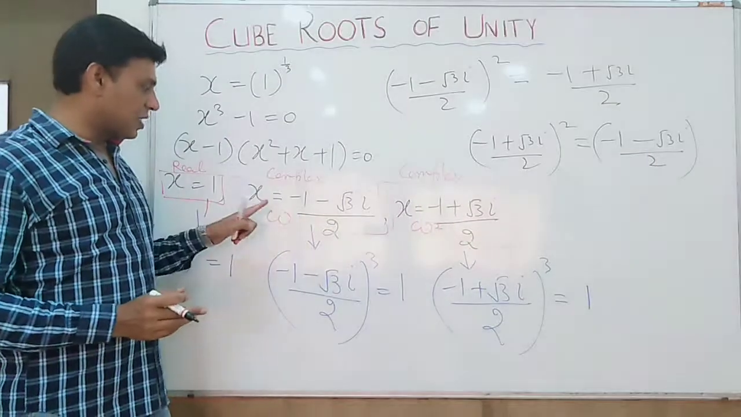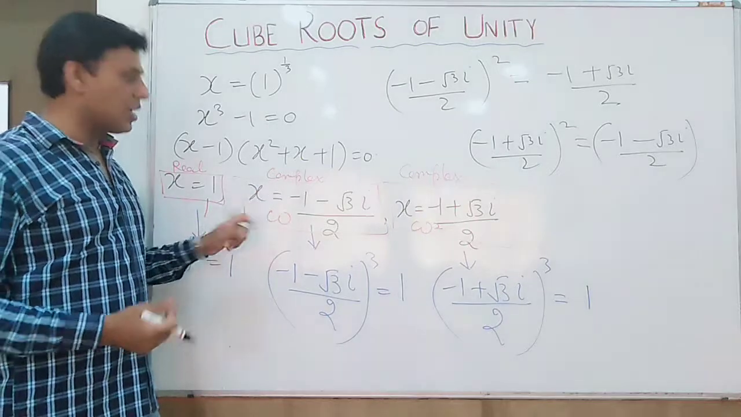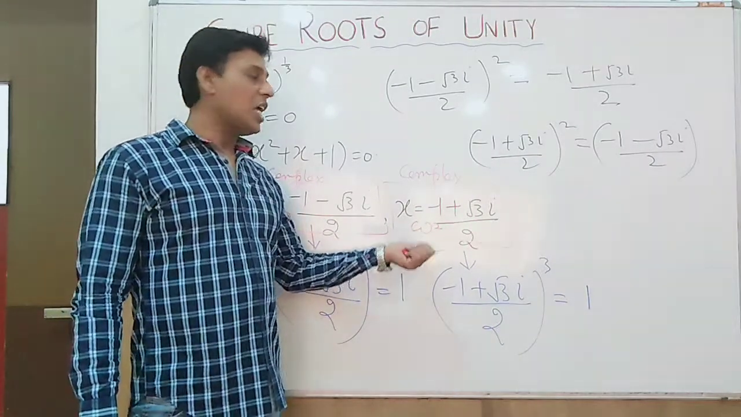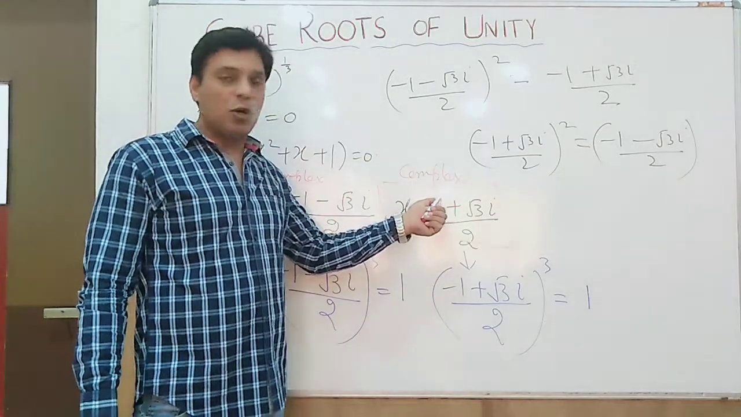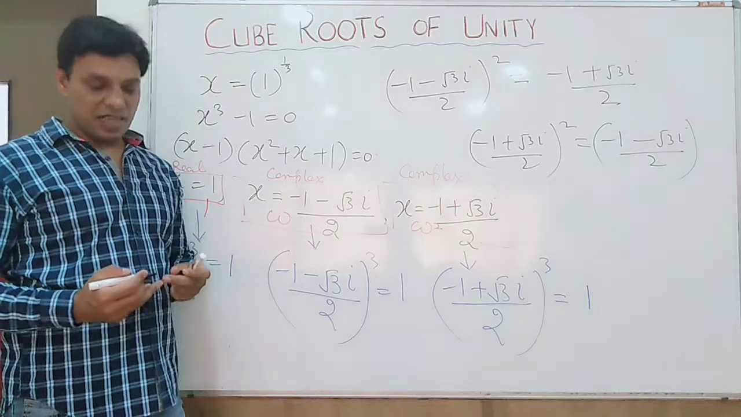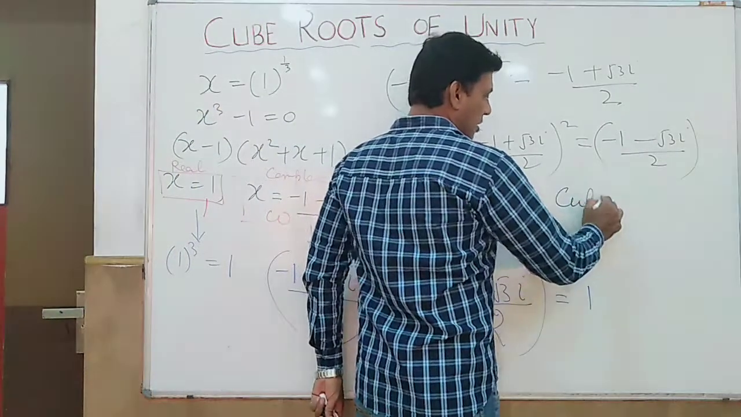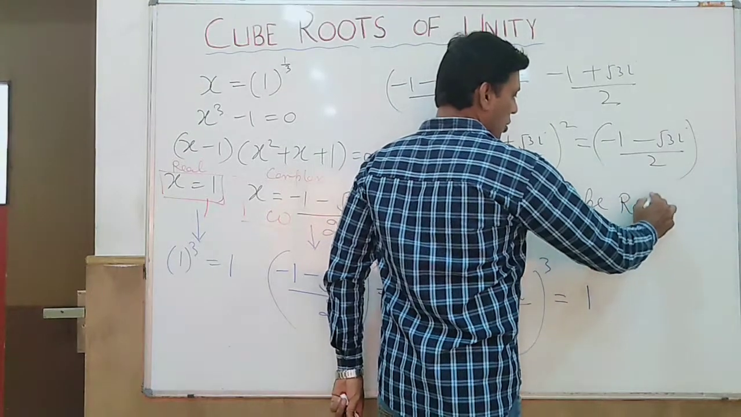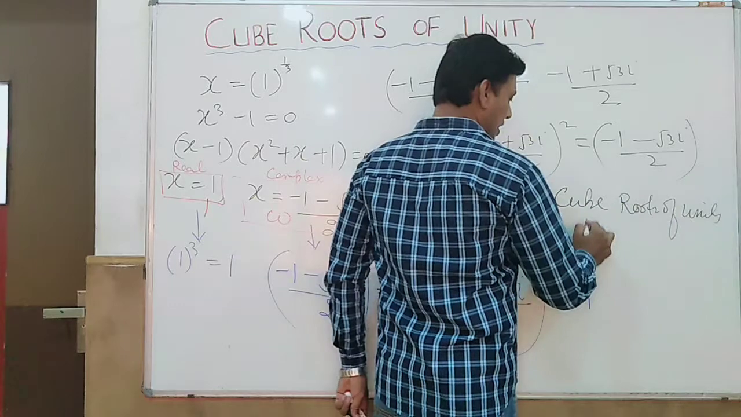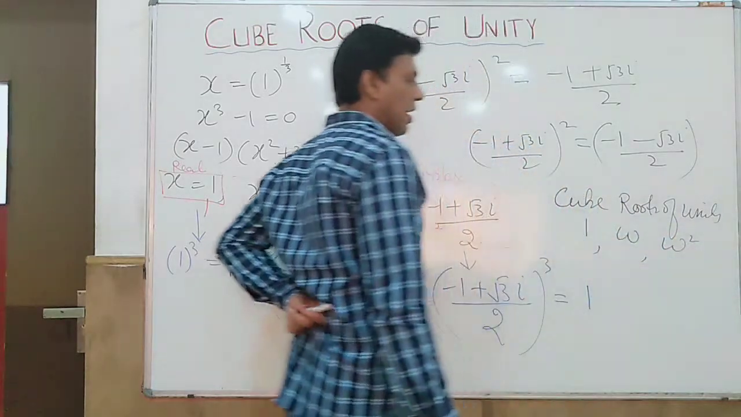So if I suppose this complex root as omega, then obviously the other will be omega square. If you call one omega, then the other will be omega square. So finally, there are 3 cube roots of unity, that is 1, omega and omega square.